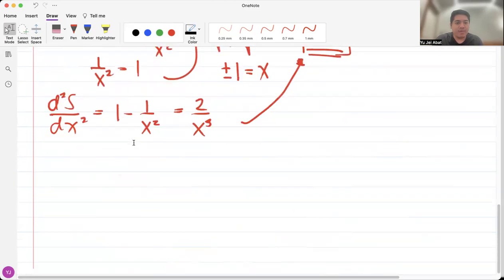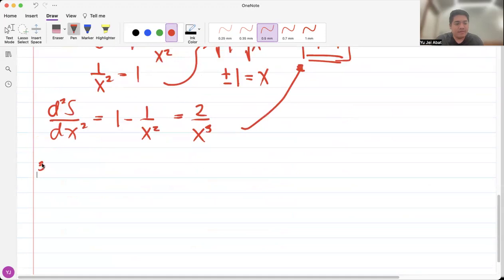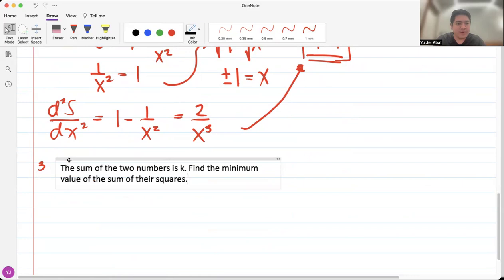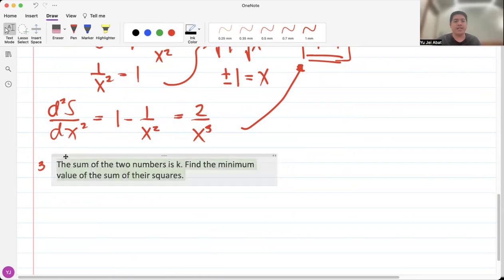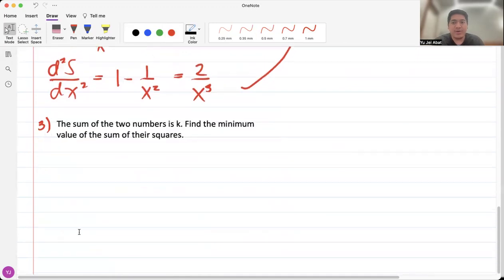So that will be our problem number 3. The sum of the two numbers is k. Find the minimum value of the sum of their squares. So here we have two numbers.